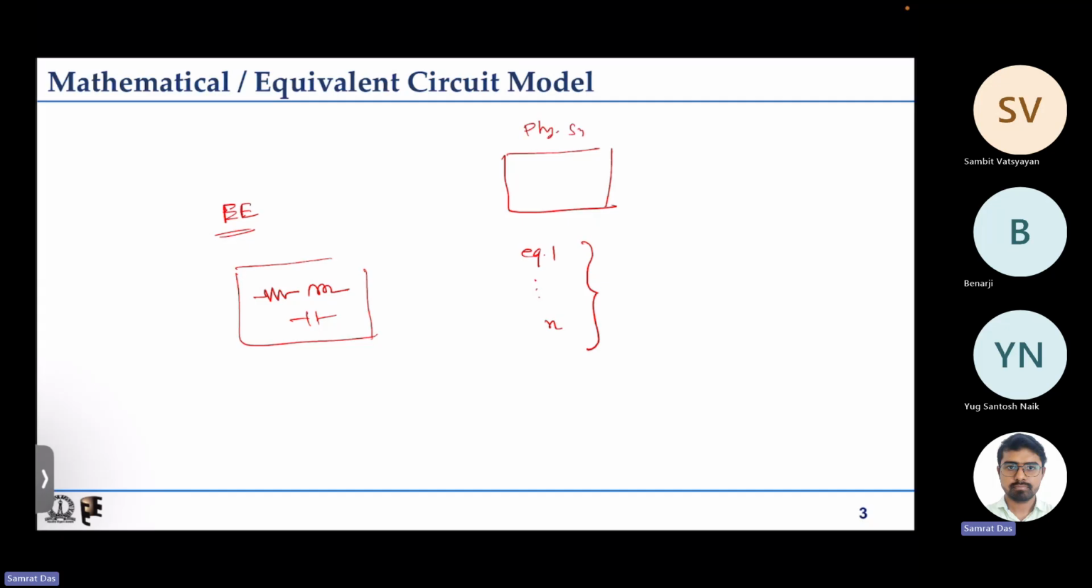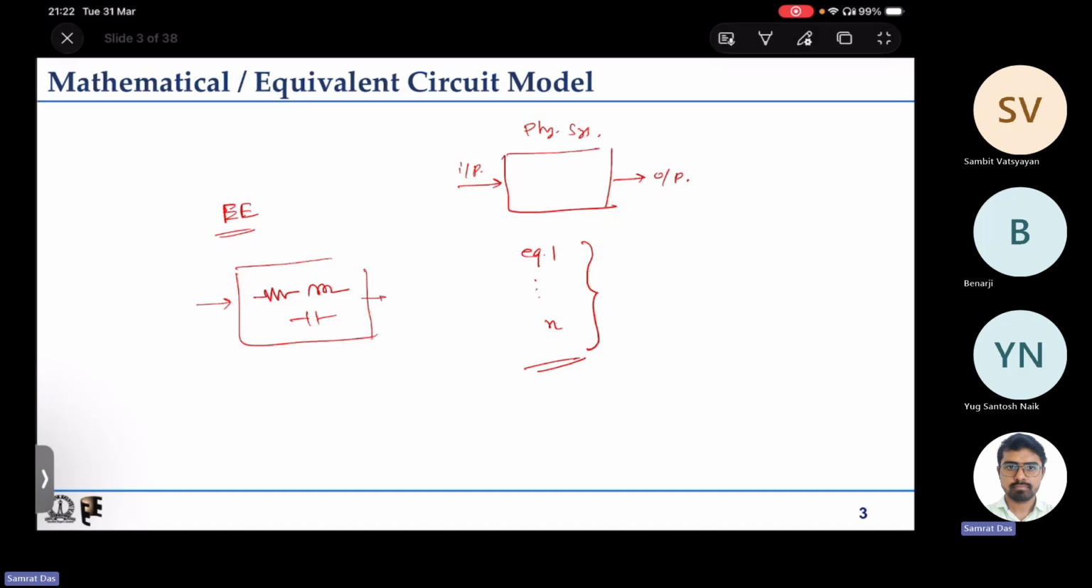So this is the physical system which has certain inputs, which has certain output. If the physics of this physical system can be captured by a set of mathematical equations, then that is the mathematical model. And if the equations can be represented with some equivalent circuit, the equivalent circuit will also have some input and some output, like in terms of voltages and currents. So it becomes the equivalent circuit model of our physical system.